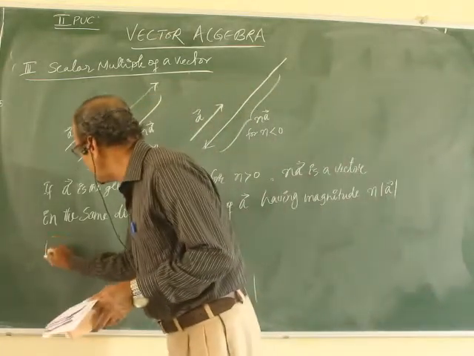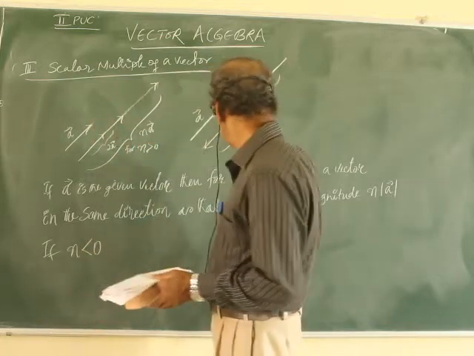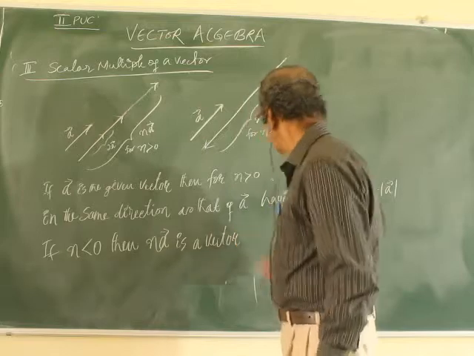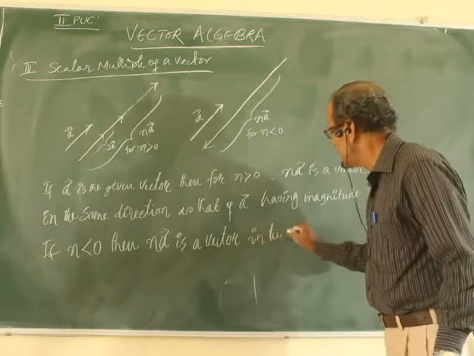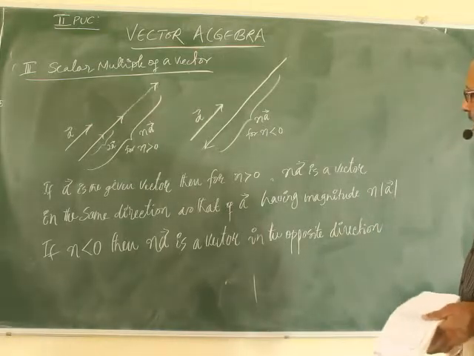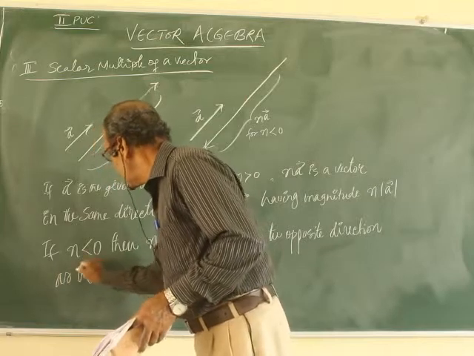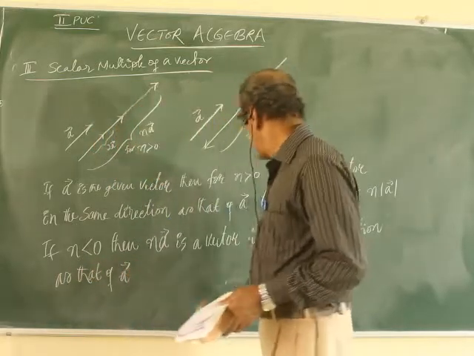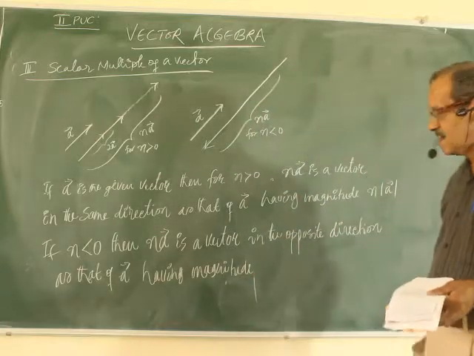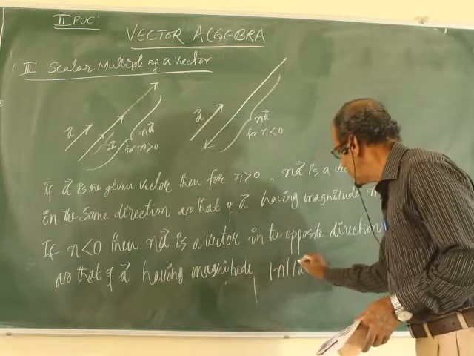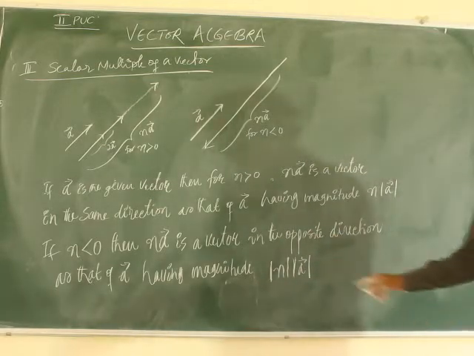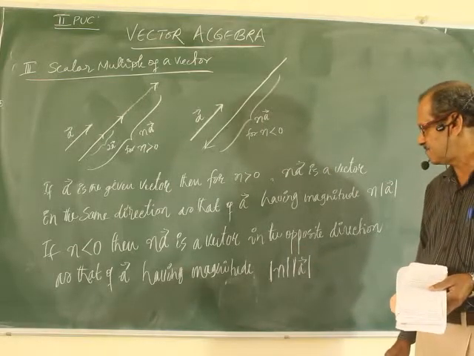Right? If n is less than 0, second case also. If n is less than 0, then n into A is a vector in the opposite direction as that of A, having magnitude modulus of n into mod A. You have to put modulus on n also because it is negative. Magnitude is modulus of n times magnitude of A itself.